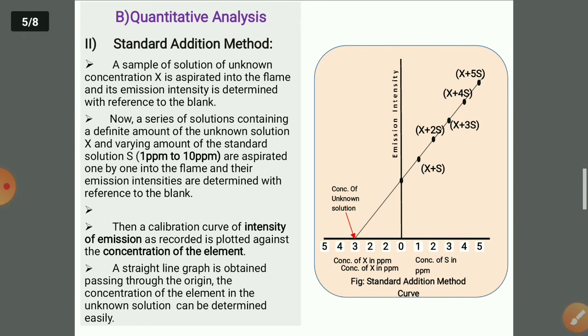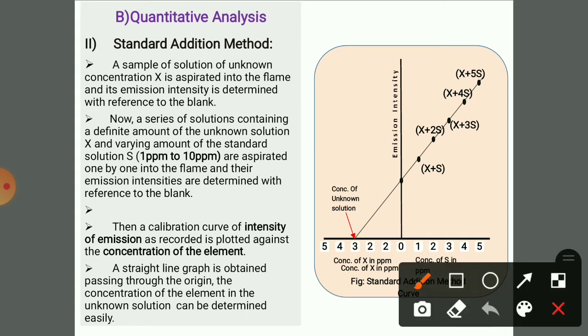The next method in quantitative analysis is standard addition method. Now in this method, the sample of unknown solution concentration is introduced into the flame, and its emission intensity is determined with reference to blank.